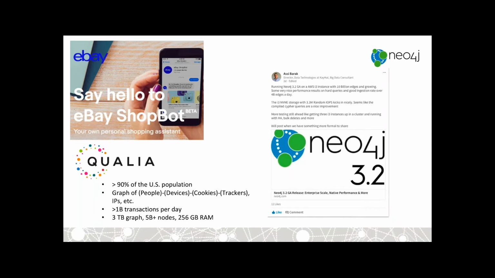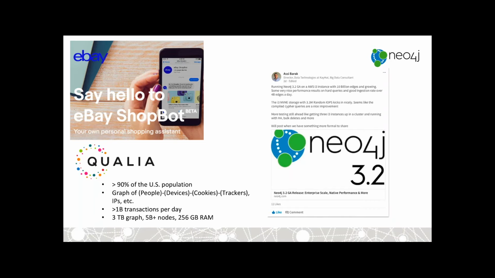If you ever log into eBay and use their amazing ShopBot AI, the underlying model for that is Neo4j. So the underlying database that stores all of that clever AI model is Neo4j. One final thing, Ahsan Barak, who's at K-Hut in Israel, ran up Neo4j.